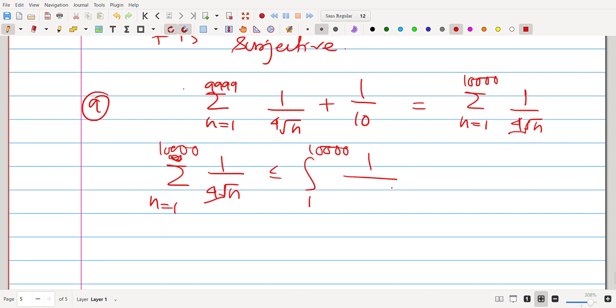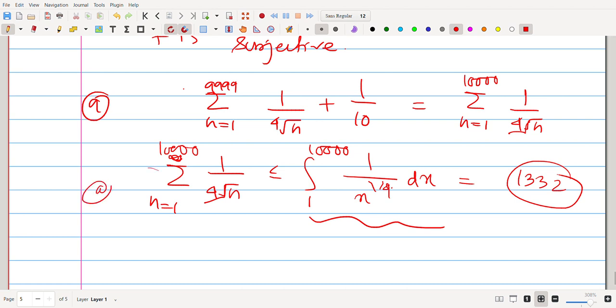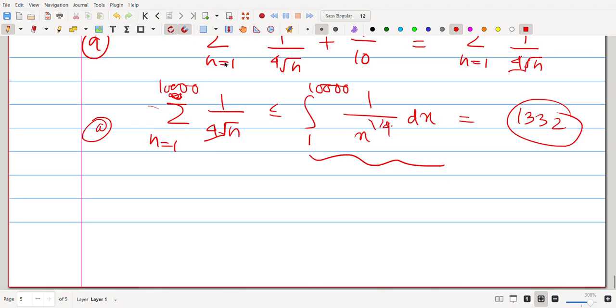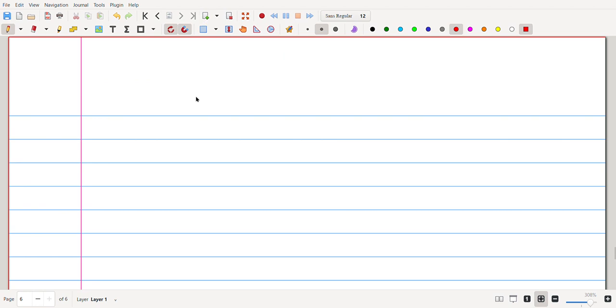So this is x to the power 1 by 4 dx, and if you solve this integral, you will get 1332. So that means option A is correct.